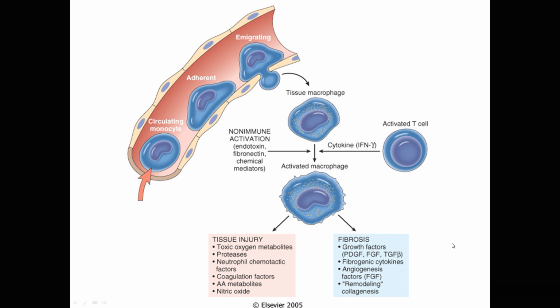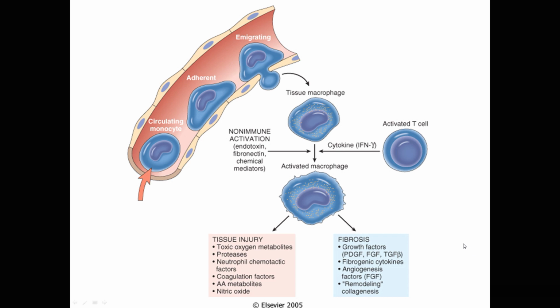Which are the direct consequences of the macrophage's activity? They will induce profound tissue change, tissue destruction, especially by the proteases and the toxic oxygen metabolites, and will cause connective tissue accumulation, fibroblast proliferation, collagen deposition, fibrosis with remodeling of the area affected.